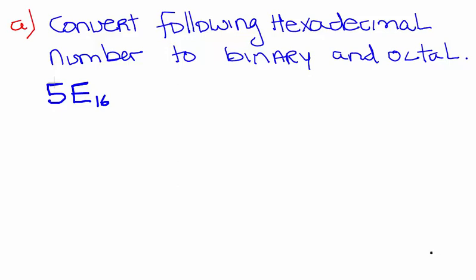Okay, in this presentation I'm going to look at how to convert from hexadecimal to octal. Now really the intermediate step is to go through binary numbers. So convert the hexadecimal number to a binary number and then convert the binary number to an octal number.